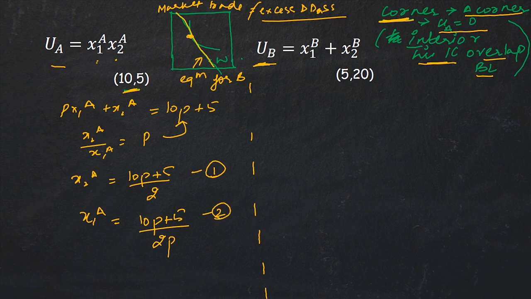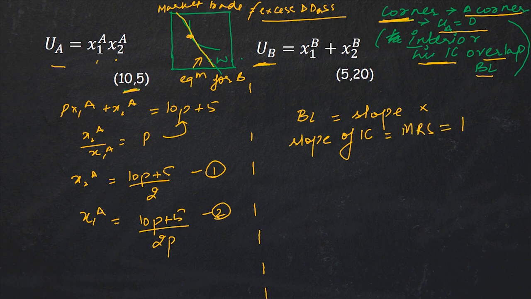Now we know, it's a very simple question. हमें पता है कि B का IC is overlapping the budget line. हमें budget line का slope जो है वो बेशक ना पता हो, but we know what is the slope of IC. The slope of his IC is MRS, and we know MRS is 1 out here, which means if they are equal, then MRS will be equal to the slope of the IC, which is P, which implies that P will be equal to 1. And if P is in fact equal to 1, then we are sorted.